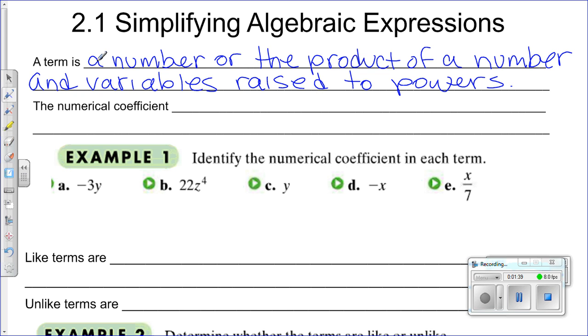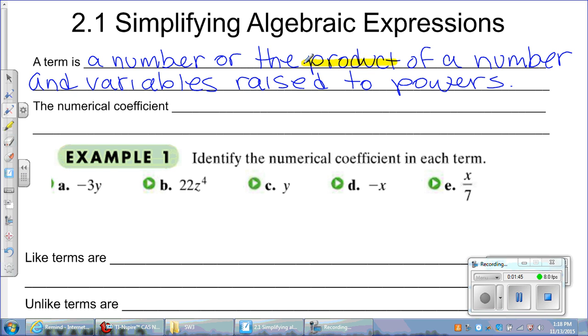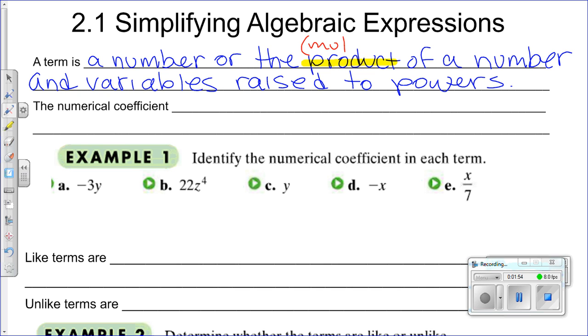So when we read the word product, what operation does that imply? The product of something is what? Addition, subtraction, multiplication? Multiplication. Multiplication, very good. So what we're saying here is that it could be some numbers and letters multiplying, right? So that is what we will consider a term.